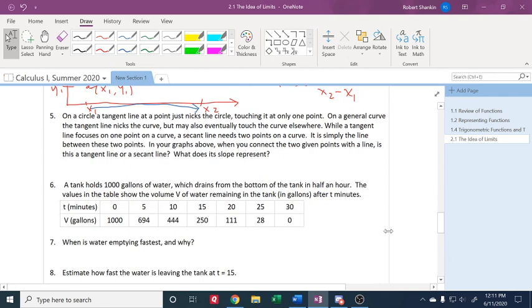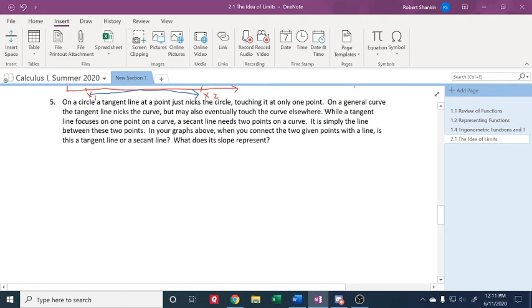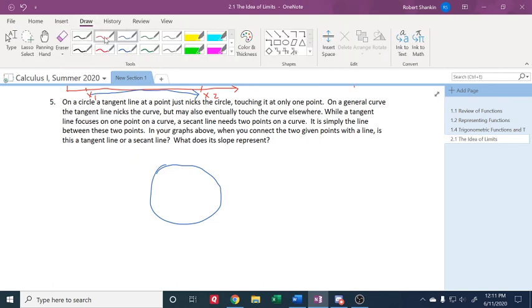On a circle, a tangent line at a point just nicks the circle, touching it at only one point. Let me draw a quick picture of this. If I have a circle, a tangent line to the circle just nicks the circle at one point.